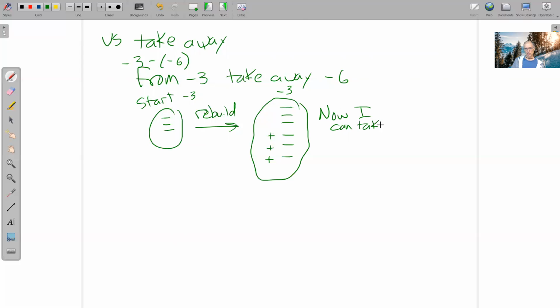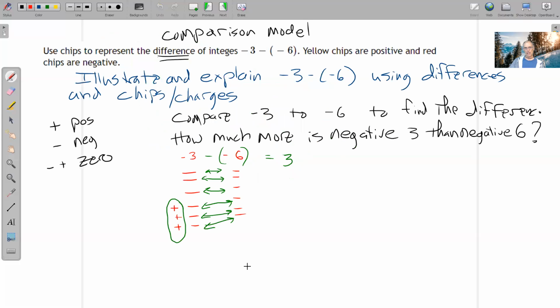So this is still worth -3, but now I can take away -6. Choosing color to emphasize that, here is the -6 I'm going to take out, and then right there, that leaves +3. So notice how much different this picture is than that one. They're pretty different illustrations, with slightly different explanations.